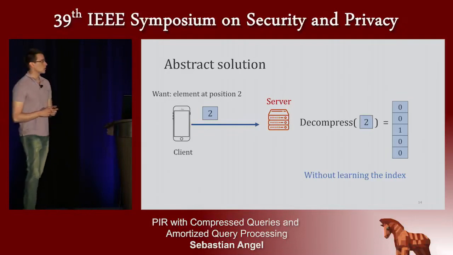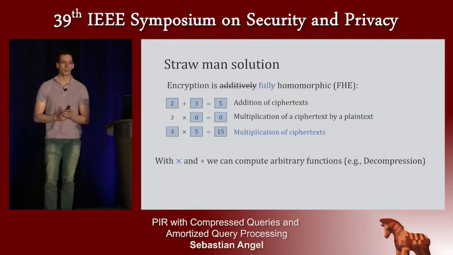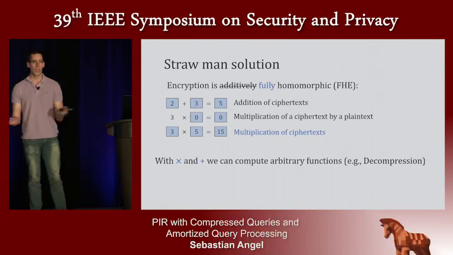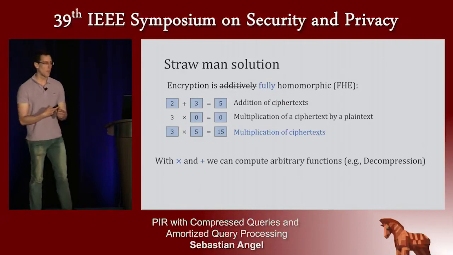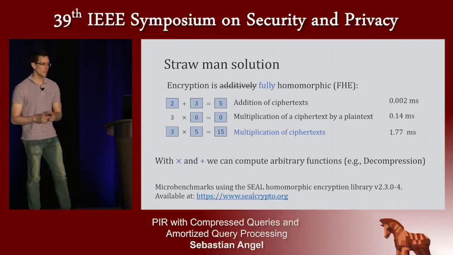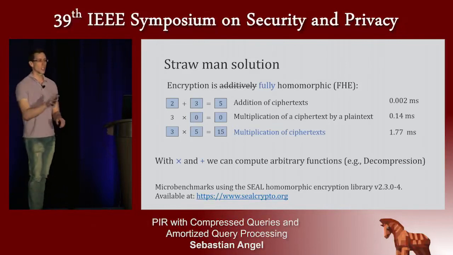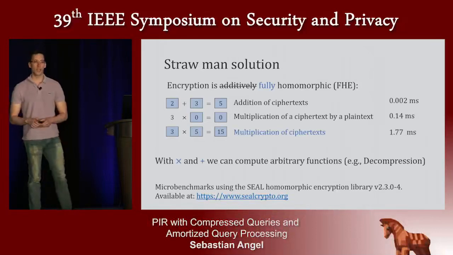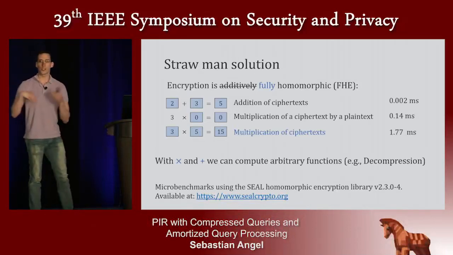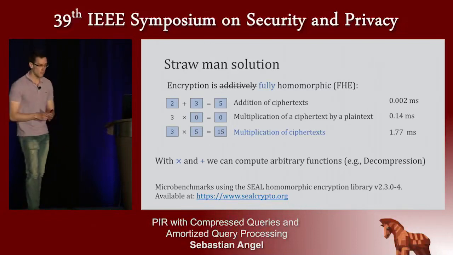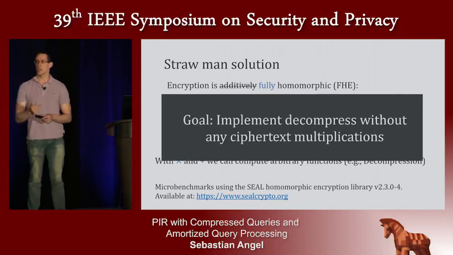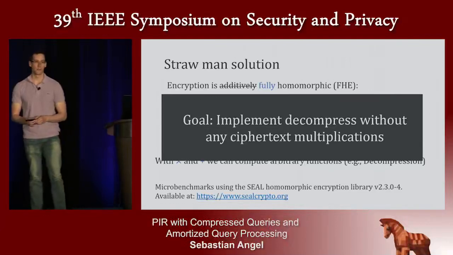So one strawman solution is, let's just use fully homomorphic encryption. If we have the ability to add ciphertexts and multiply ciphertexts, we can compute arbitrary functions, including decompression. The problem with using fully homomorphic encryption is that multiplications are very, very, very expensive. They're orders of magnitude more expensive than some of the other operations. But what's worse is that if you're going to use multiplications, you also have to use larger security parameters, which means that some of your other operations become more expensive as well, which means that the entire PIR protocol becomes more expensive. So our goal is to implement this decompression function without using any multiplications at all.